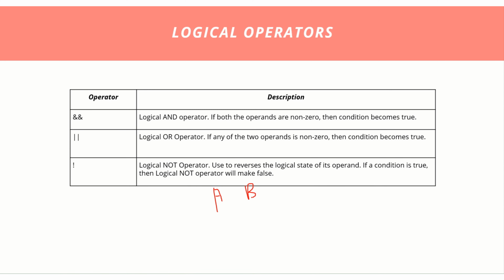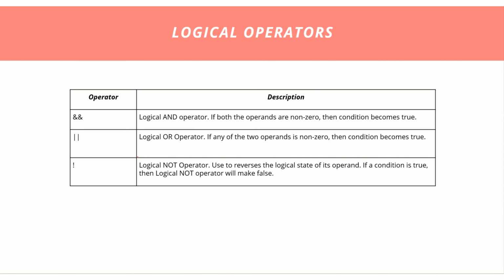A, B, and output is Y. Expression is A into B. If A condition is true and B is true, then output is true. If A is true but B is false, then output is false. If A is false and B is true, output is false. And if both conditions are false, then output is false.